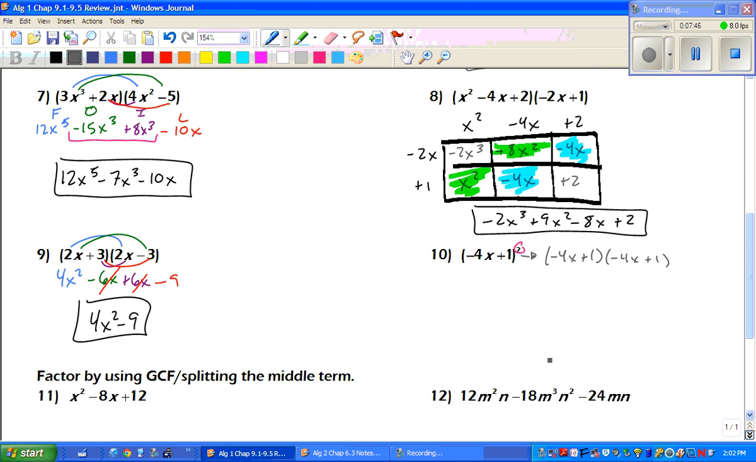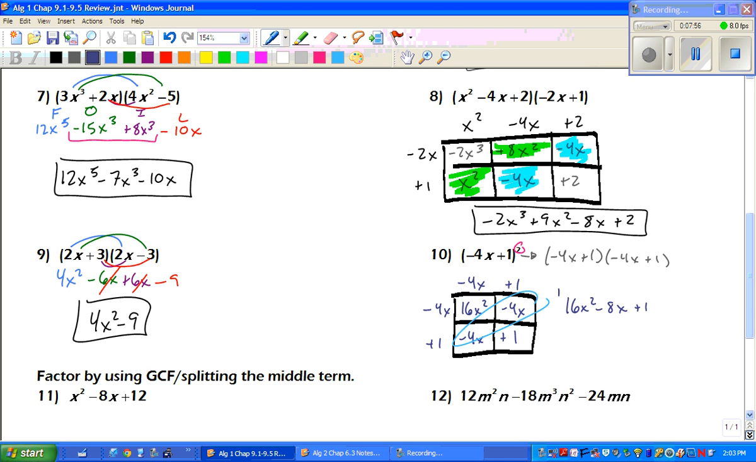So once again, you guys go ahead and try to do this one yourself. I am going to do the box method on this one, okay? Good luck. Okay, after you combine your like terms, you should get 16x squared minus 8x plus 1.